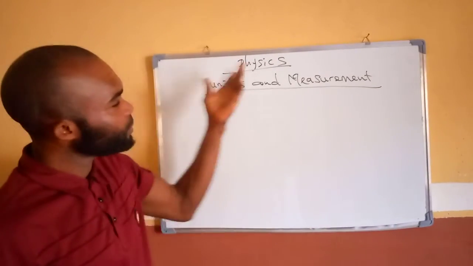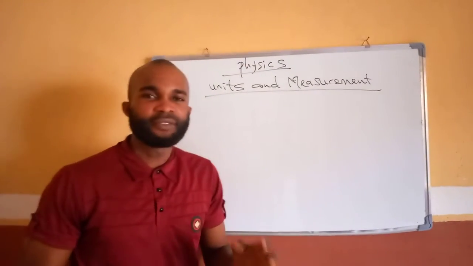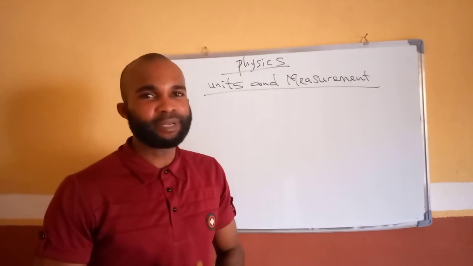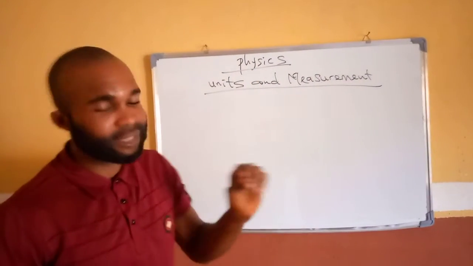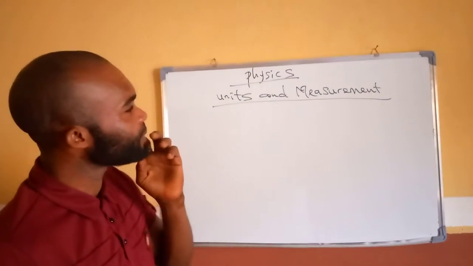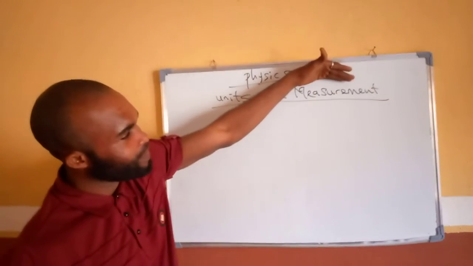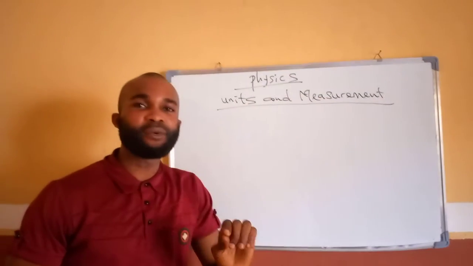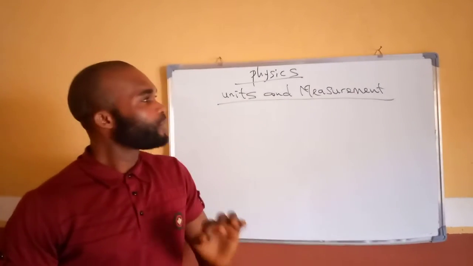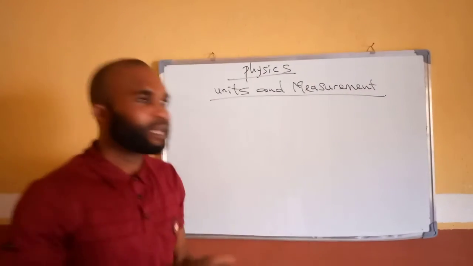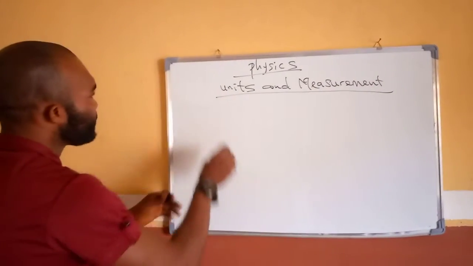Now, if I may ask you, what is physics in a nutshell? Physics is a systematic study of nature. I repeat, physics is a systematic study of nature. Now, let's look at the word measurement. What is measurement per se? In the field of science, measurement is very, very important. Look at how science explains measurement.